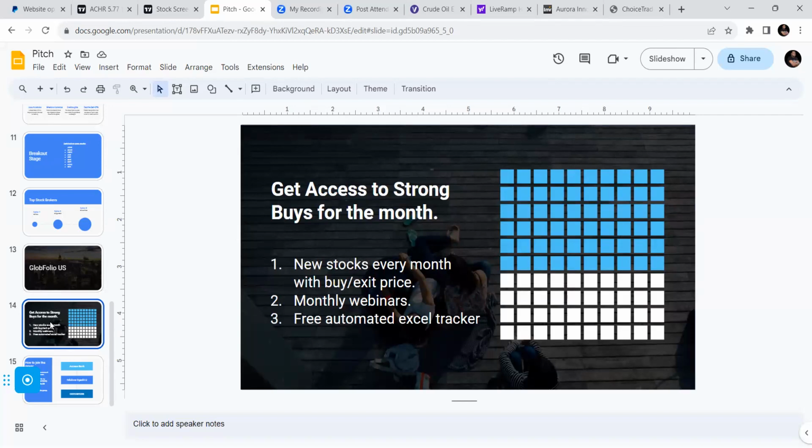Number one, like I said before, you're going to get access to strong buys for the month. So it's not going to come every week and then you'll be overwhelmed. No, I want to limit it and ensure that we follow few stocks until we get results. So here we have new stocks every month with buy and exit price. For instance, if we're starting this month, just like I showed you, we already have what will likely be the stocks for August. The one I shared with you earlier.